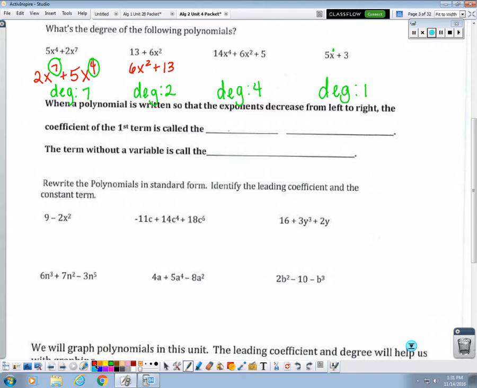Alright, when a polynomial is written so that the exponents decrease from left to right, that's known as standard form, the coefficient of the first term is called the leading coefficient. And the term without a variable is called the constant. So in each of these examples below, you're going to rewrite the polynomial in standard form, and you're going to identify the leading coefficient and the constant term.